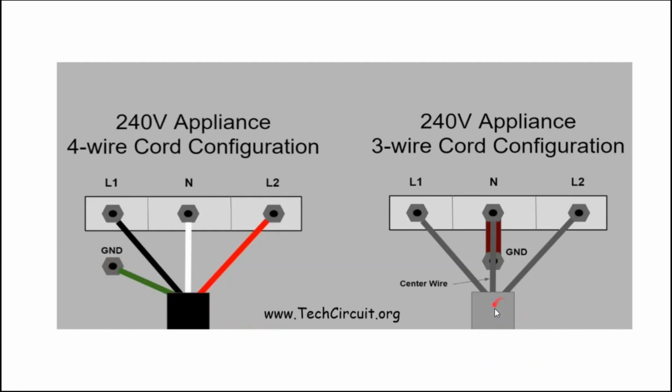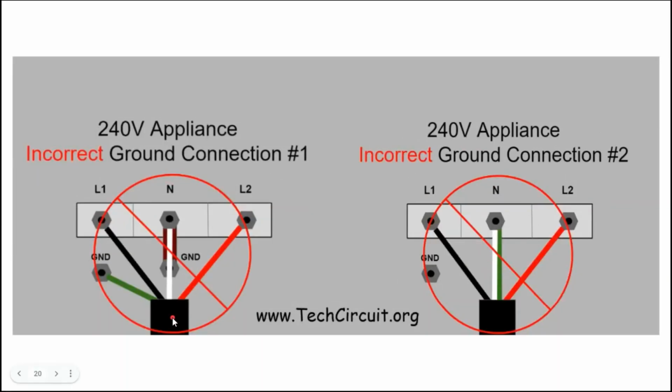For the older 3-wire connections, one of the outer wires is connected to L1, the center wire is connected to neutral, and the other outer wire is connected to L2. Also, there's a copper strap that is connected from neutral to a ground lug on the appliance, which effectively connects neutral to the metal chassis of the appliance.